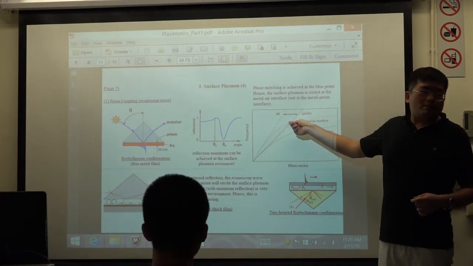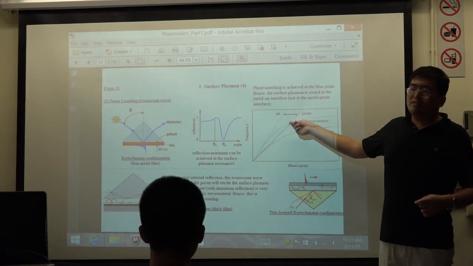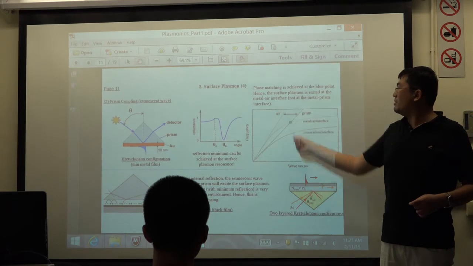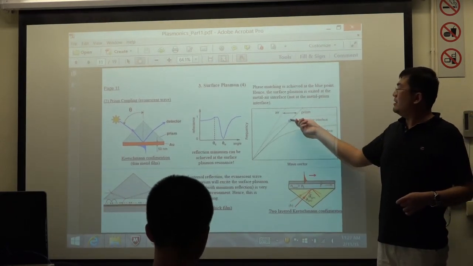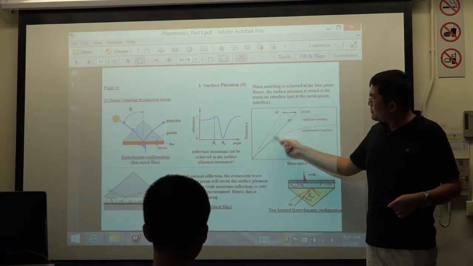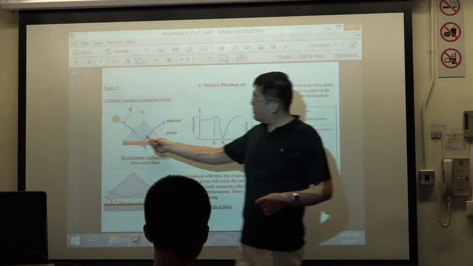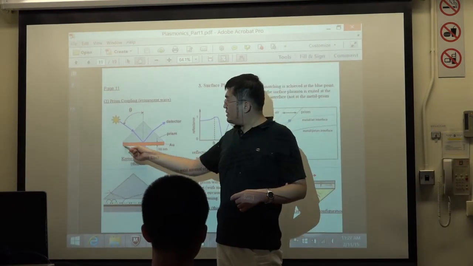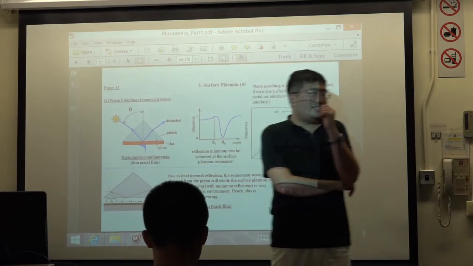Because there's a cross point here, phase matching can be achieved. So they excite the surface plasmon at this metal-air interface. It's the plane wave in the prism that matches with this. Okay, this is easy to understand.